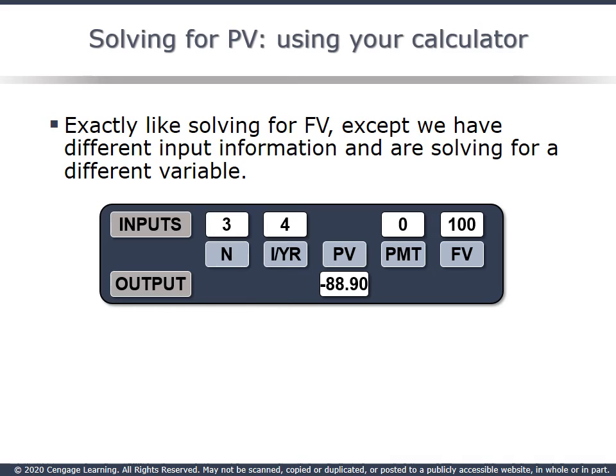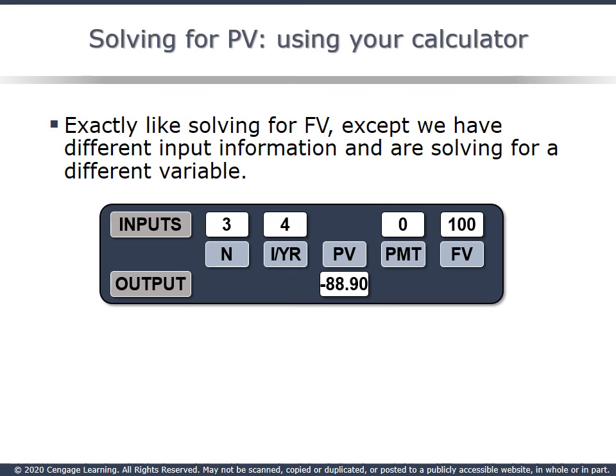So when we go to our financial calculator, we're going to input 3 as time in. We're going to input 4 as our interest rate. There is no payment because this is a lump sum problem. Our future value, what the investment is worth in 3 years, is $100. We then solve for or compute present value. And the investment that's worth $100 in 3 years, today it's worth $88.90.